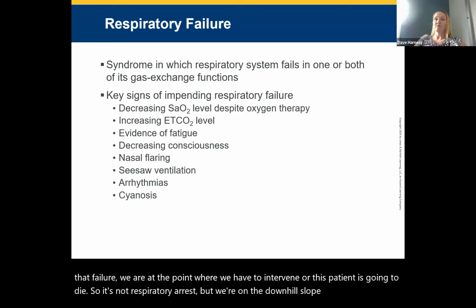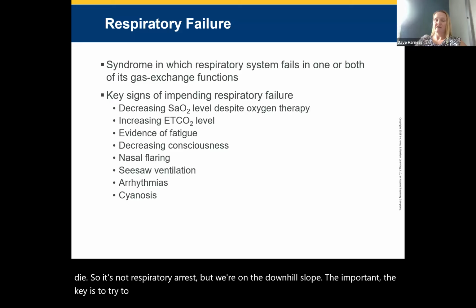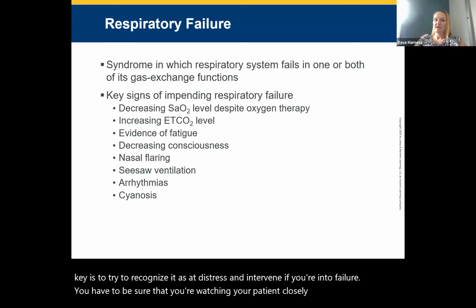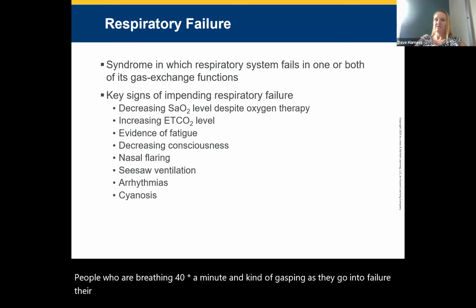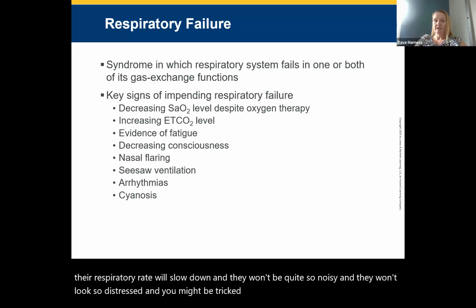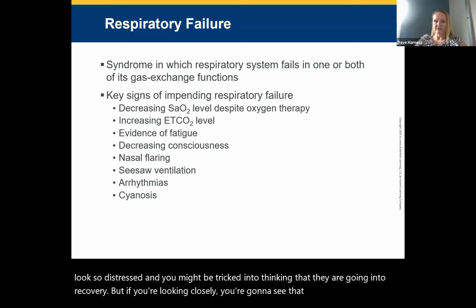The key is to try to recognize it at distress and intervene. If you're into failure, you have to be sure that you're watching your patient closely for these signs, because people who are breathing 40 times a minute and kind of gasping, as they go into failure, their respiratory rate will slow down and they won't be quite so noisy and they won't look so distressed. And you might be tricked into thinking that they are going into recovery. But if you're looking closely, you're going to see that they're actually just starting to fail.